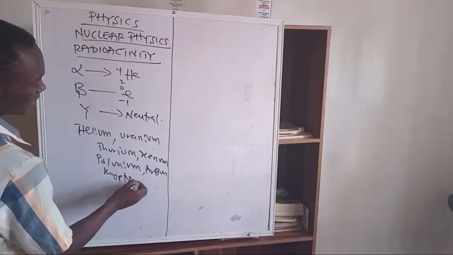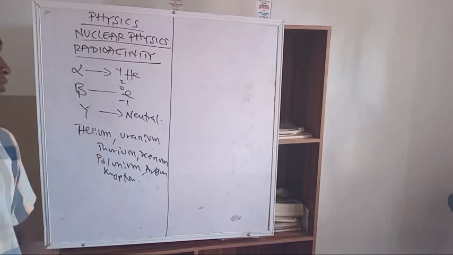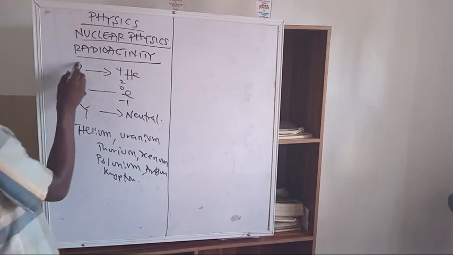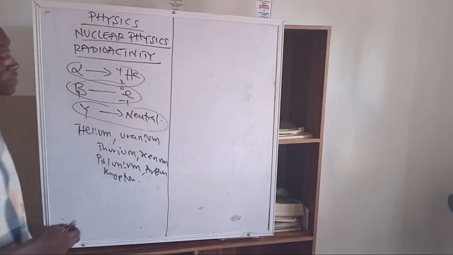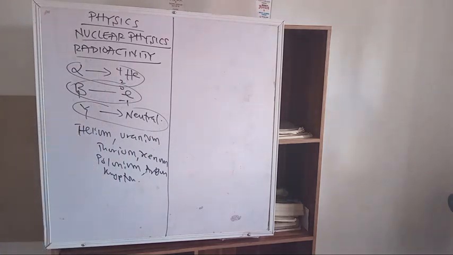So these are the examples of radioactive elements. I'll give you a definition: radioactive elements are group 8 elements, or group 0. They are called the inert gases, and they are the elements that spontaneously emit radiation. So these are the particles. This is an alpha particle. This one is a beta particle, while this one is a gamma radiation.